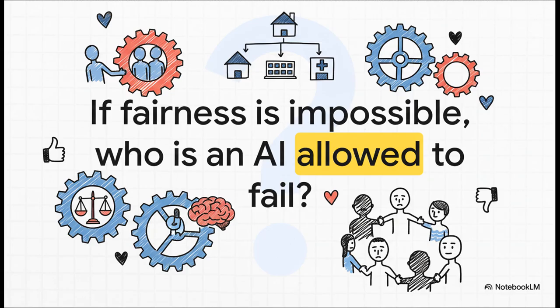And that really is the question we have to leave you with. If perfect mathematical fairness is impossible, how do we decide which kind of unfairness we're willing to live with? Who does an algorithm get to fail? You see, this isn't just a technical problem for data scientists to figure out anymore. It's a social and ethical problem for all of us. It forces us to have a really tough conversation about what values we care about most and how we bake those values into the code that is, more and more, running our world.